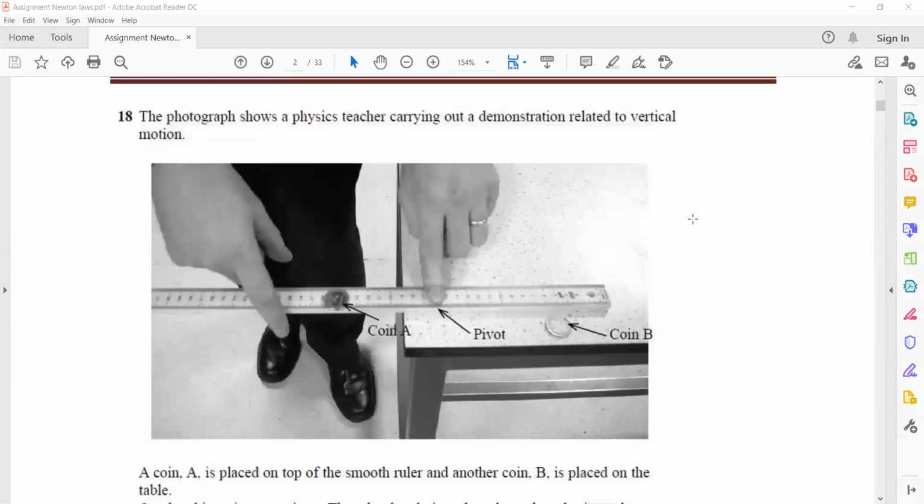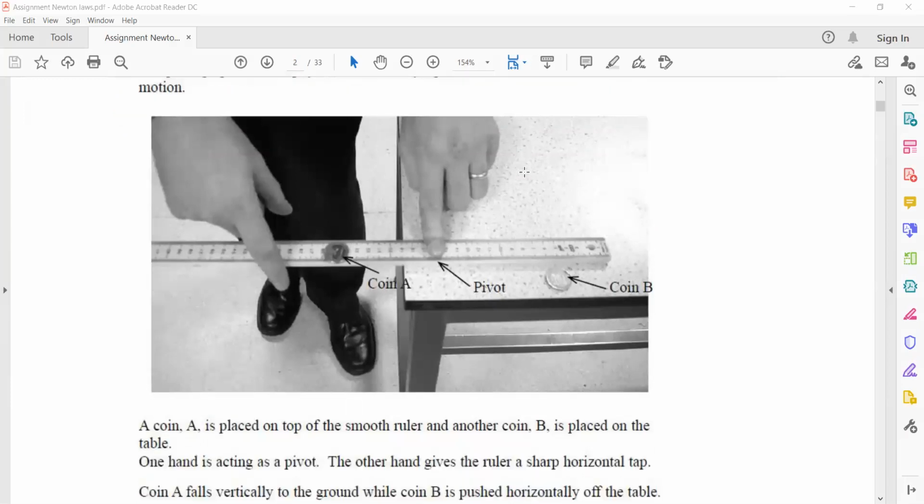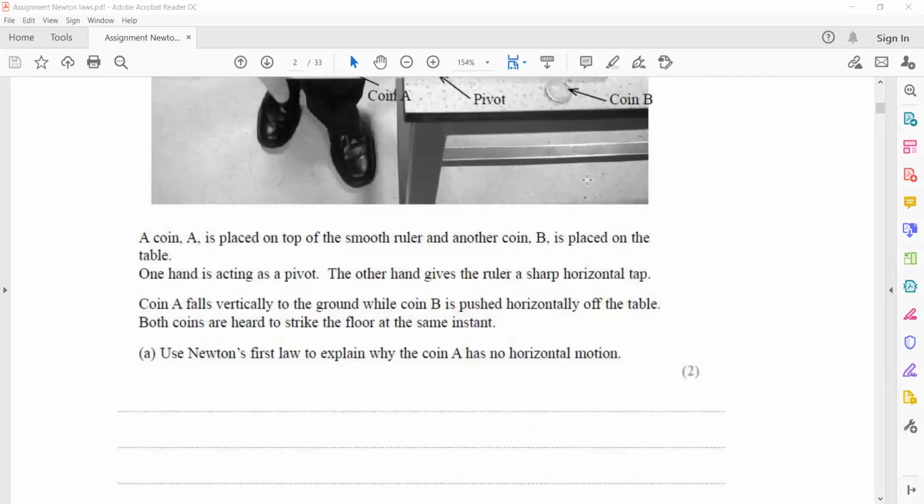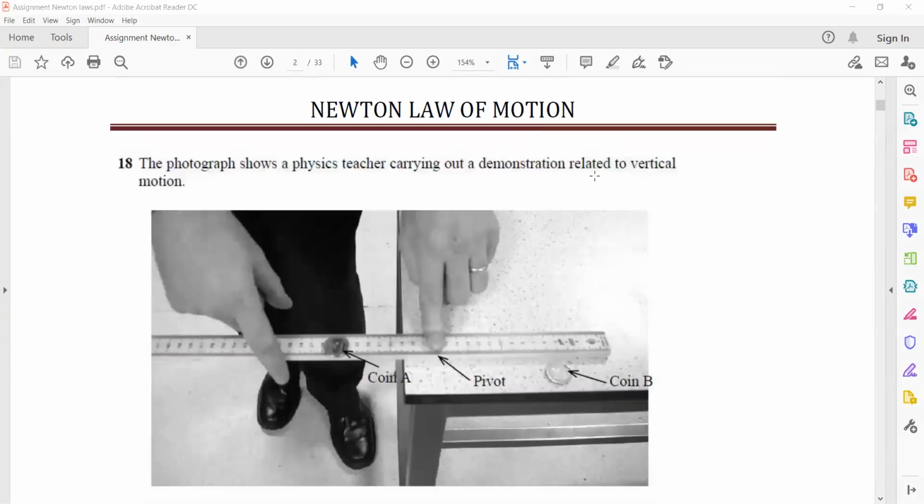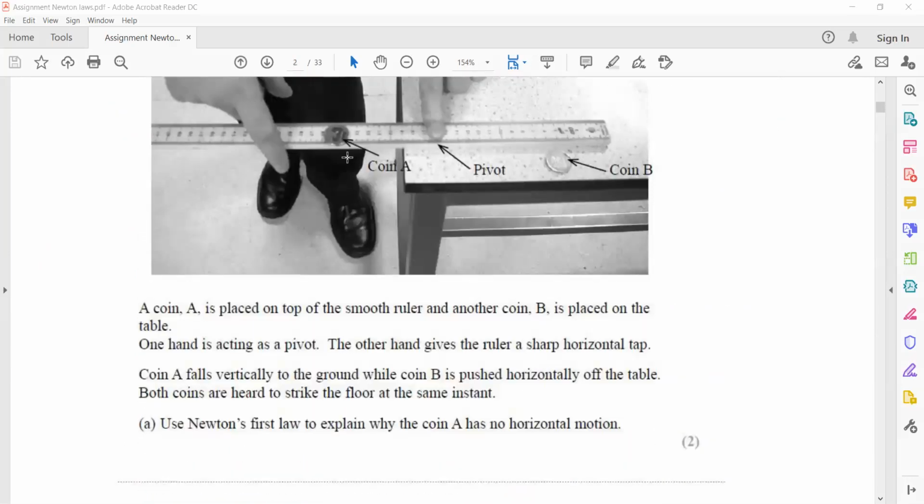In this question, the photograph shows a physics teacher carrying out a demonstration related to vertical motion, having two coins, coin A and coin B. Coin A is placed at the top of a smooth ruler. Another coin B is placed on the table. One hand is acting as a pivot. So this one is the pivot.